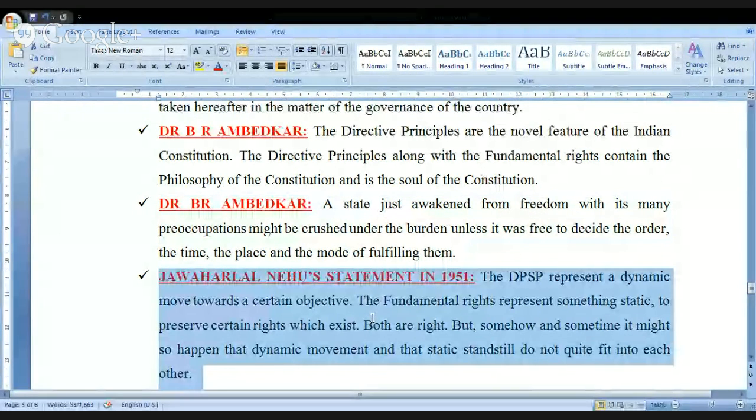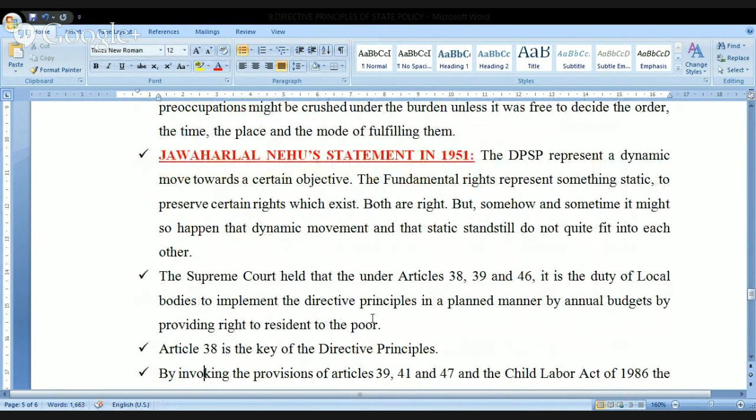Look at this. Again, Jawaharlal Nehru's statement in 1951. The DPSP represent a dynamic move towards a certain objective. Yes, this is what we understood. Operative part of the government. And the fundamental rights represent something static, to preserve certain rights which exist. Both are right, but somehow and sometime it might so happen that the dynamic movement and the static standstill do not quite fit into each other. This is the statement given by Jawaharlal Nehru. Directive principles are dynamic, fundamental rights are static. But a situation may arise where these two cannot fit into each other properly. Meaning he was also talking in terms of more priority to the DPSP.